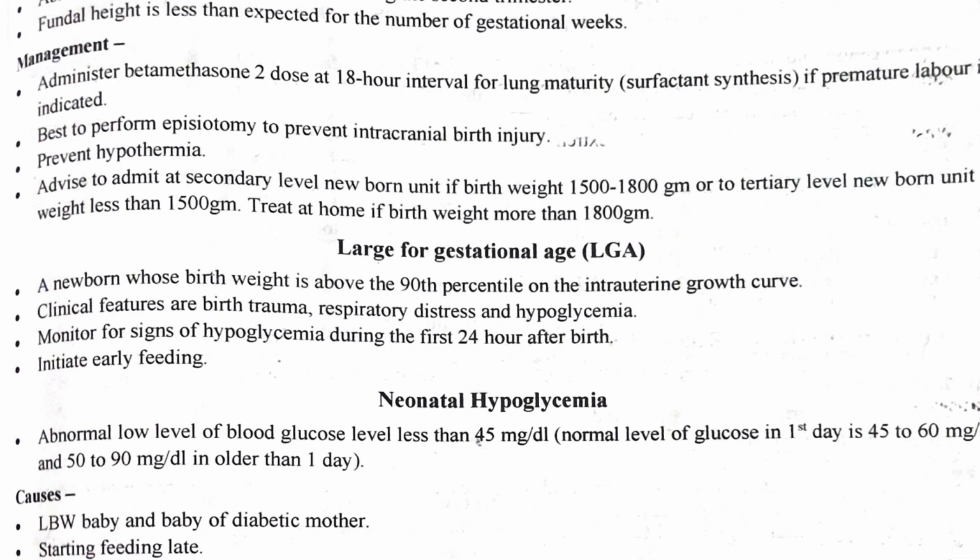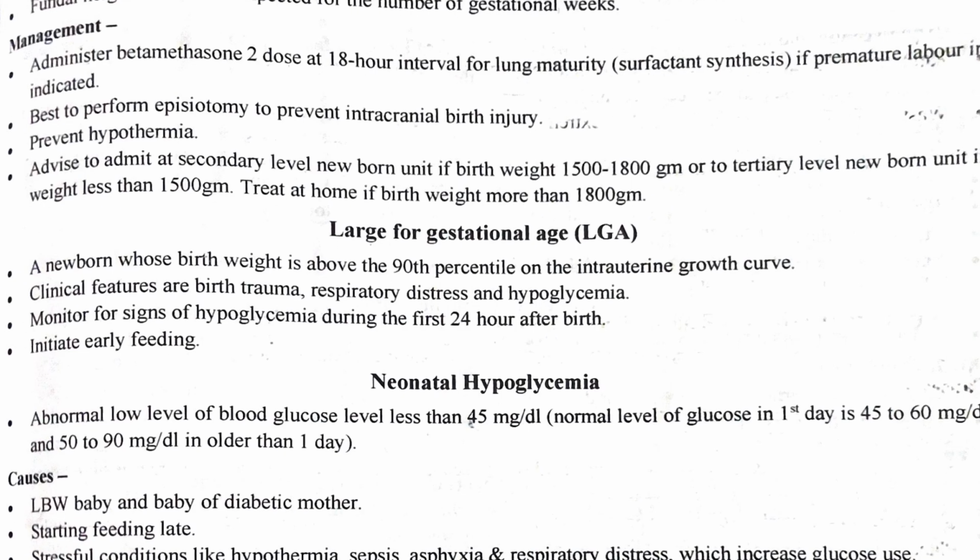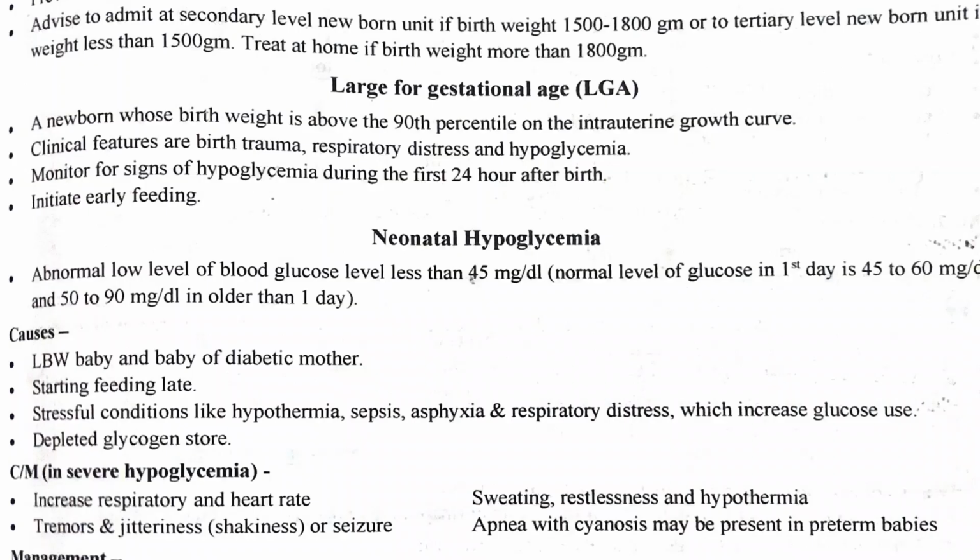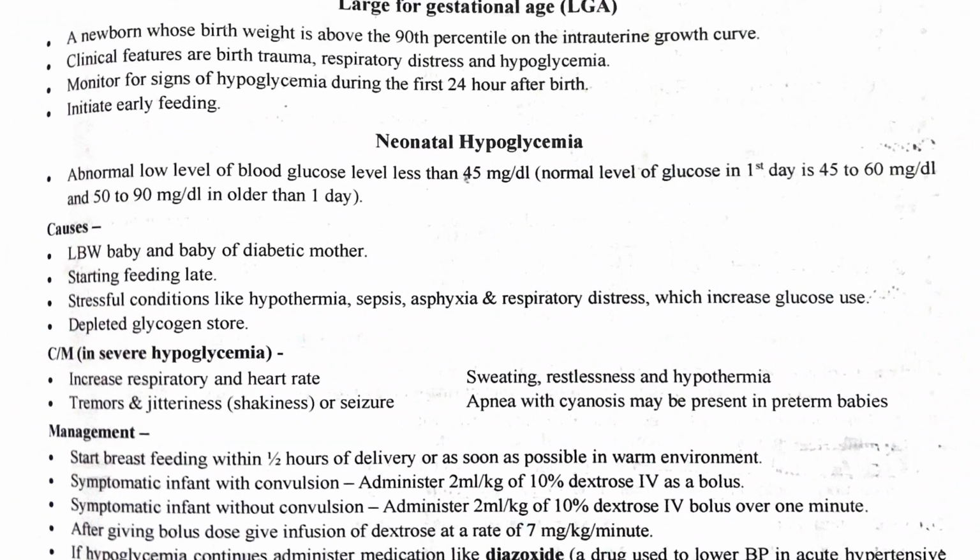Large for gestational age: a newborn whose birth weight is above the 90th percentile on the intrauterine growth curve. Clinical features are birth trauma, respiratory distress, and hypoglycemia. Monitor for signs of hypoglycemia during the first 24 hours after birth. Initiate early feeding.